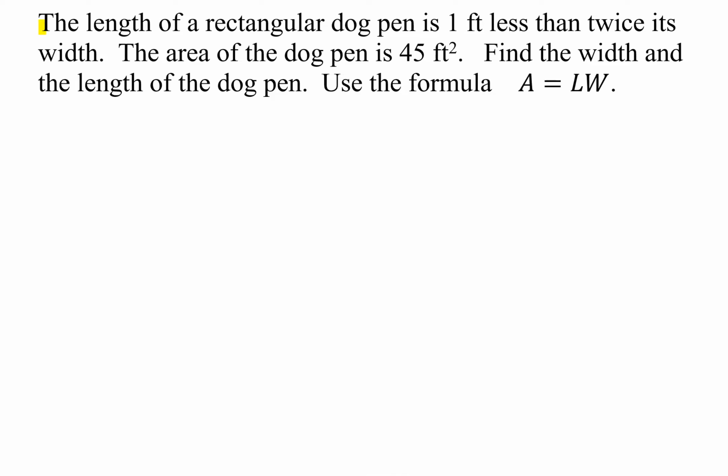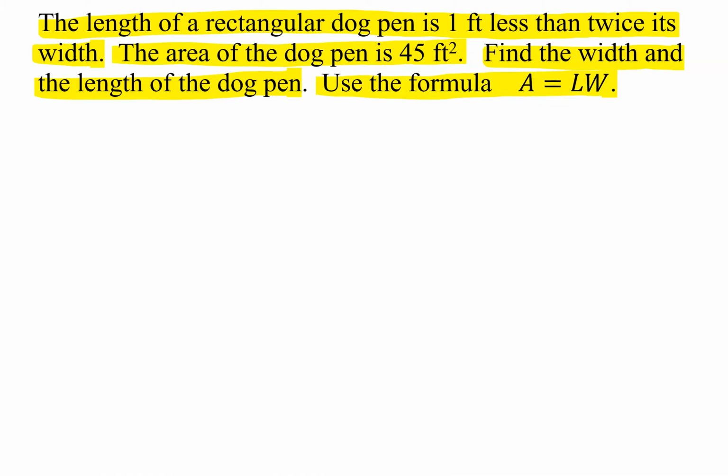In this problem, we're told the length of a rectangular dog pen is 1 foot less than twice its width. The area of the dog pen is 45 square feet. Find the width and the length of the dog pen. Use the formula A equals L times W.